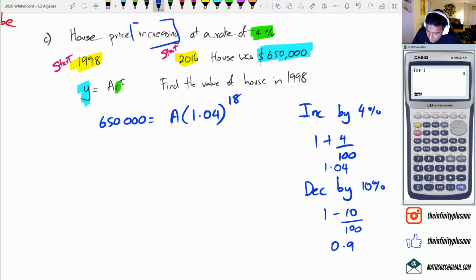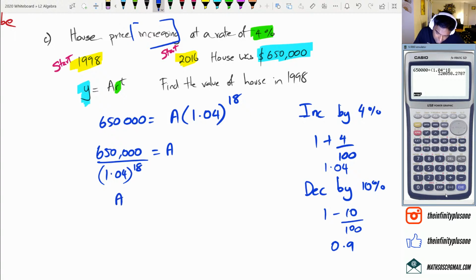So in this case, it's 1.04, and in the next case, it's 0.9. At this point, you can just do this straight away in the calculator. We're just going to put this as A equals 650,000 divided by 1.04 to the power of 18. So let's get my calculator. We're going to go 650,000 divided by 1.04 to the power of 18. All right, so that's what we've got here. Our A value of this house is going to be $320,858.28.